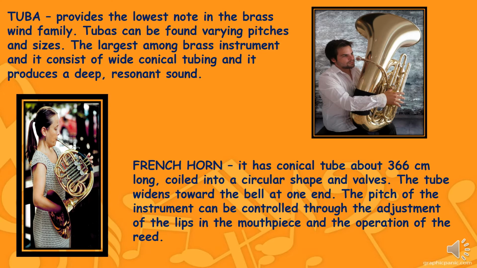Next is what we call the French horn. The French horn is a conical tube about 366 centimeters long, coiled into a circular shape. The tube widens toward the bell at one end. The pitch of the instrument can be controlled through the adjustment of the lips on the mouthpiece and the operation of the valves.